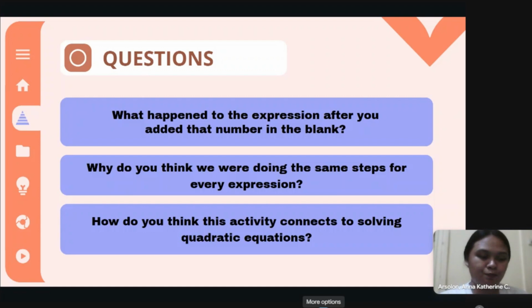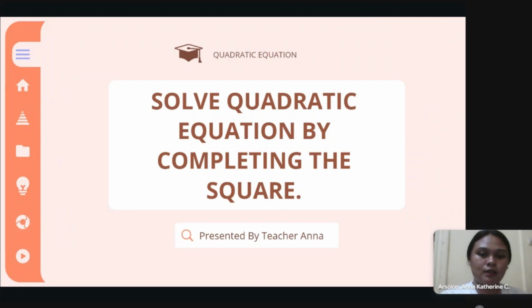Alright? Now, so here's the objectives for today's lesson. So, our topic for today is solving quadratic equation by completing the square. Right? The activity is about solving and completing the square. Alright?